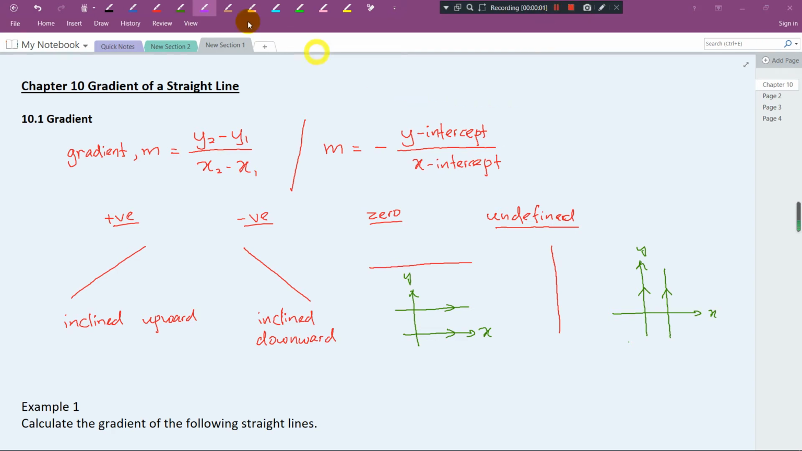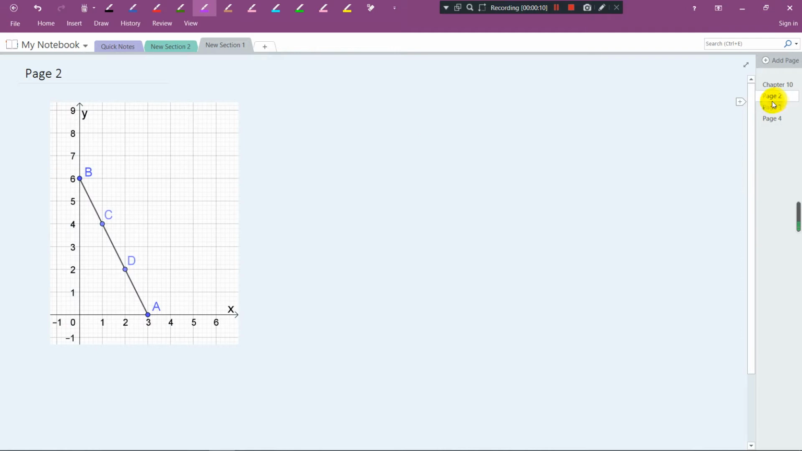Hi everybody, this is the second part of this chapter. Chapter 10 is gradient of a straight line. Okay, so let's look at this question first.